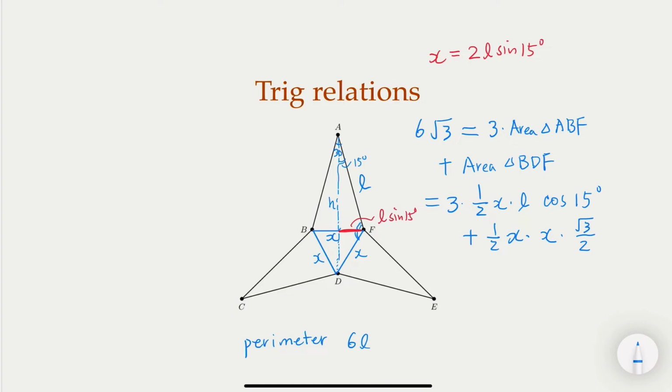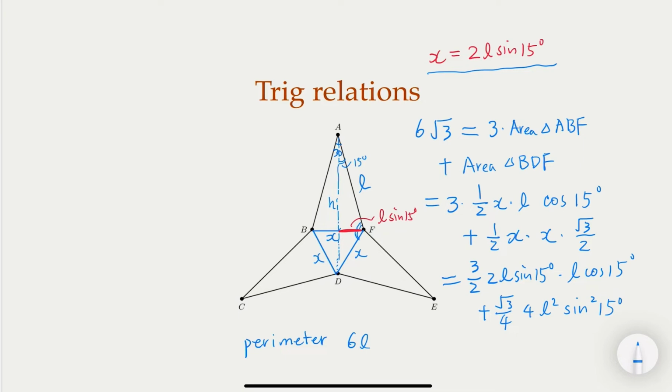All right, so now you plug X into the equation. What you get is X times L, which is 2L sine 15 degrees times L cosine 15 degrees, plus a constant, and X squared. X squared is going to be 4L squared sine squared 15 degrees.